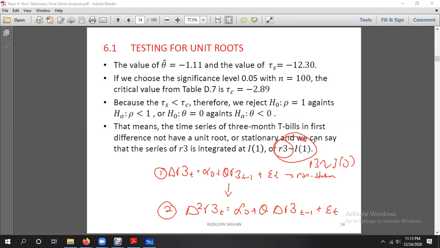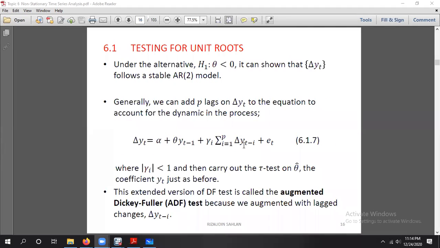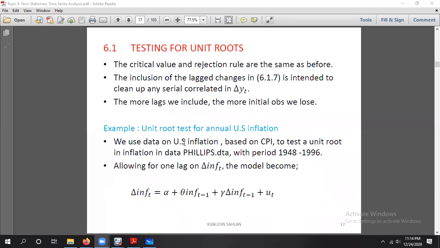How we treat the data in the level form and the first difference is not the same. We will discuss this after this. You must make sure whether your series is I(1) or I(0). Okay, this is for the augmented Dickey-Fuller.